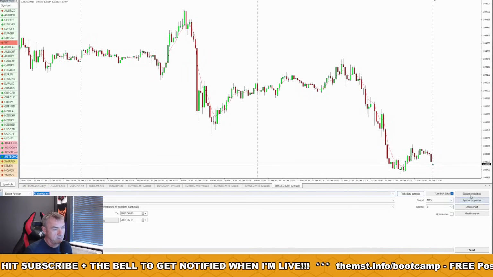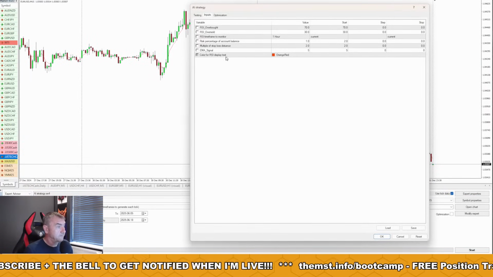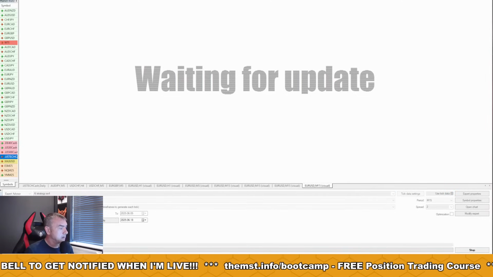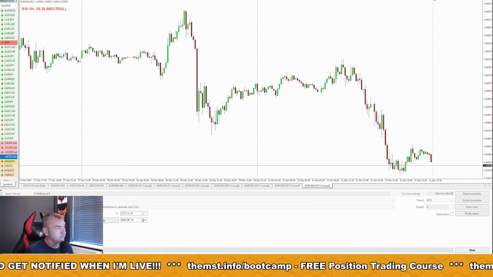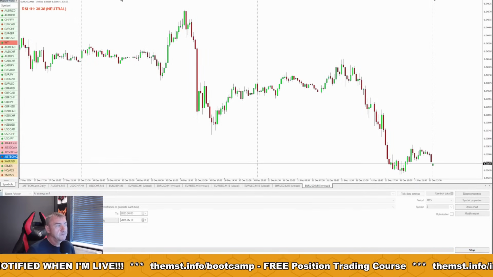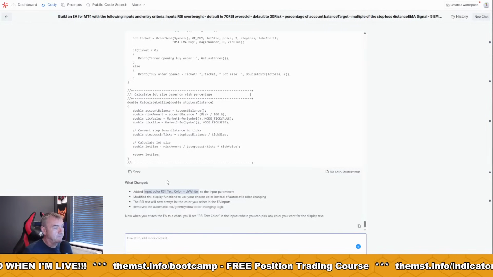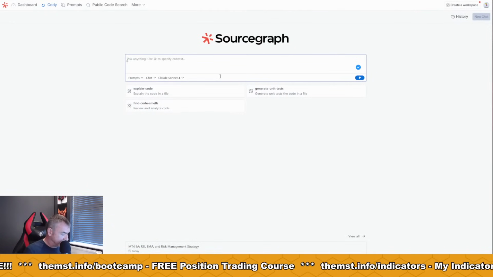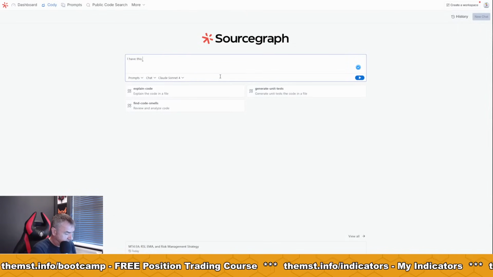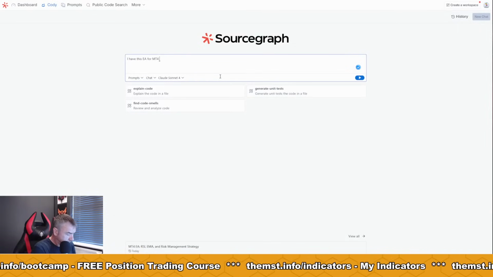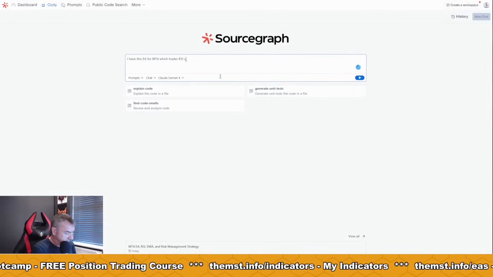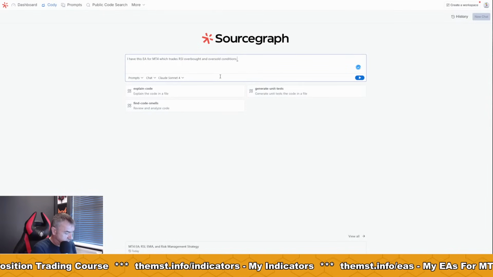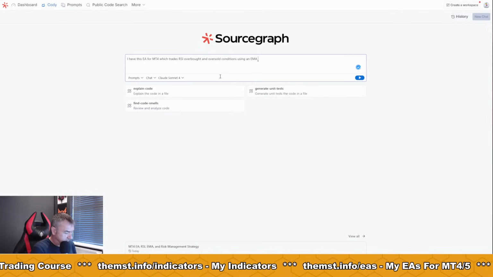File. There we go. So now I've got my input there. Color for RSI display text. I've decided to go with orange. Start. Okay. So now we've got an orange color up there. So that's basically it. If I copy that code now, because it's starting to slow down, I can go and open a new chat and say, I have this EA for MT4, which trades RSI overbought and oversold conditions using an EMA for entry.